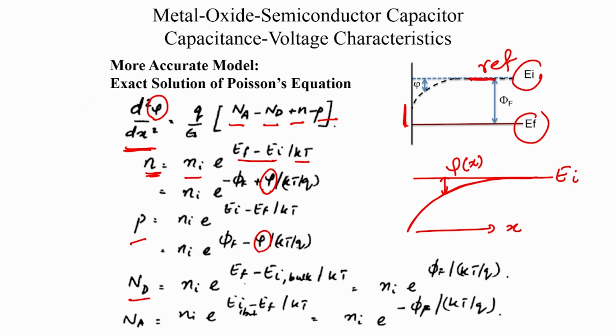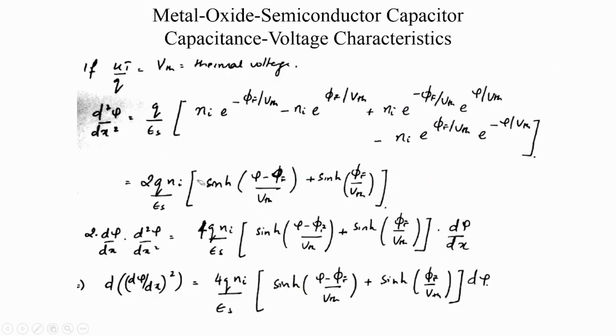Nd is nothing but EF minus EI in the bulk. So, that can be written in terms of phi f, and Na can be written in terms of phi f. So, you define all these 4 variables Na, Nd, N and P in terms of phi n, phi f. These things should be quite clear, because we have already discussed such a case in the case of metal semiconductor junctions. And you solve this differential equation.